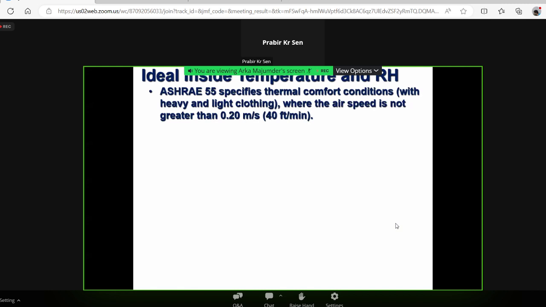Now, we have fixed up the outdoor design temperature. Now, inside design temperature. ASHRAE 55 has given inside design temperature. They have suggested some. They have done extensive research with various people, how they feel comfortable, with what kind of clothing they are feeling comfortable. So they have given some data.